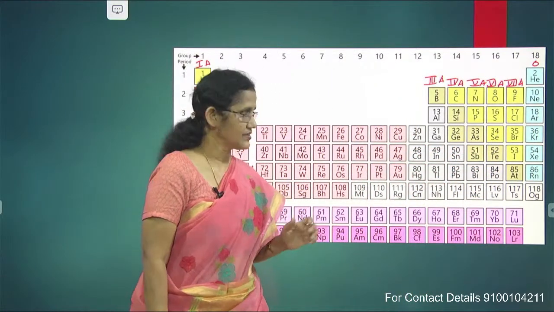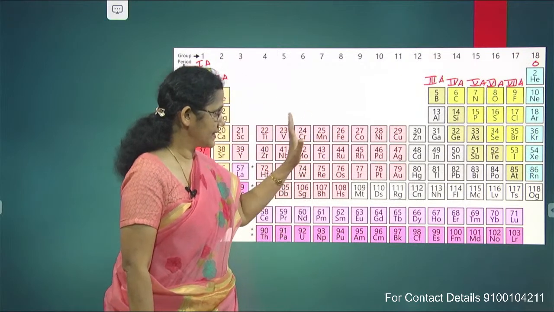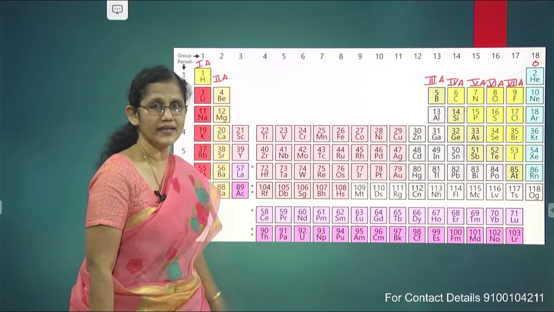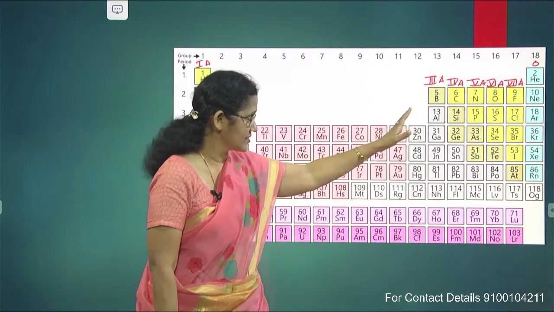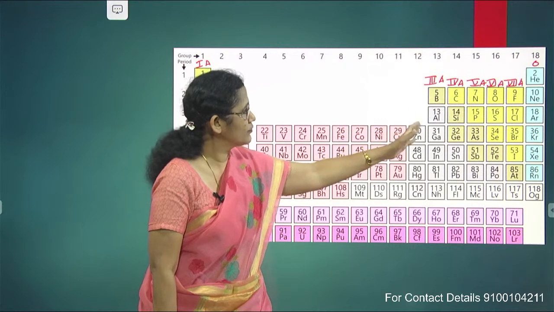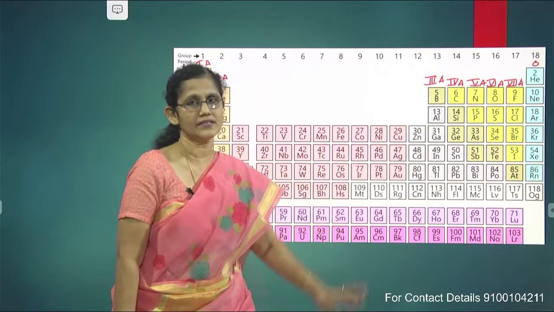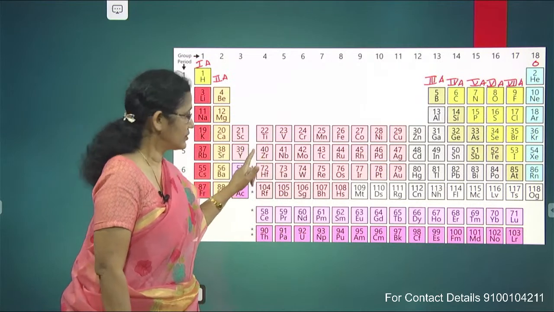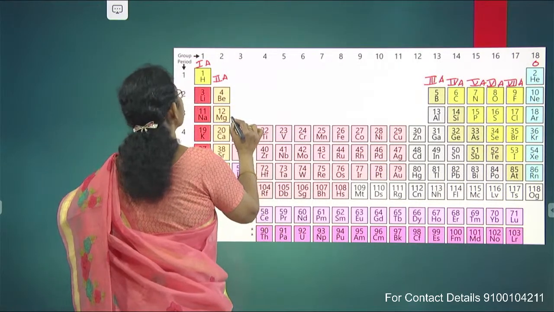So for convenience sake, they are divided into 18 groups. So first group or 1A, second group 2A, from 13th onwards A, right? So 3A, 4A, 5A, 6A, 7A and 0 group. And here this is not 1B, so this should be 3B.